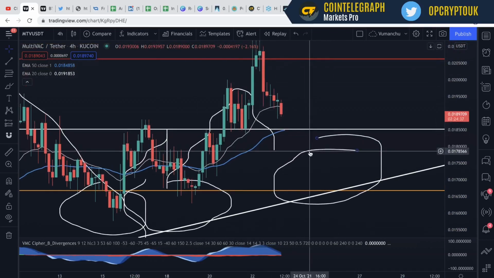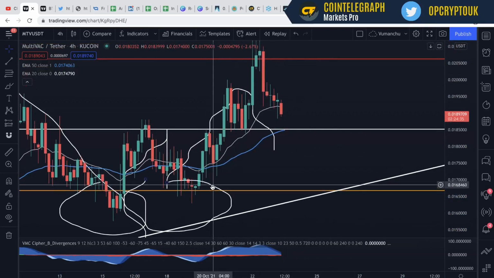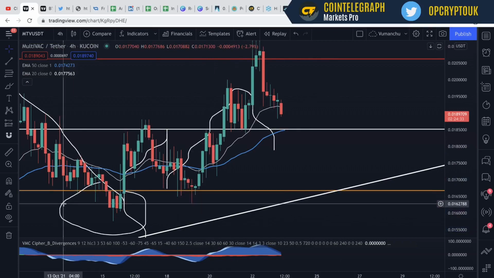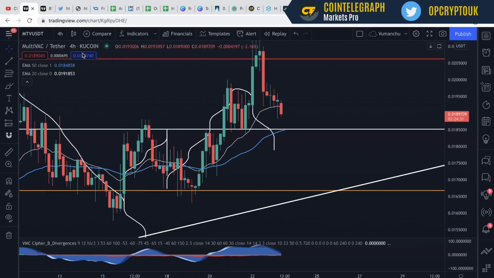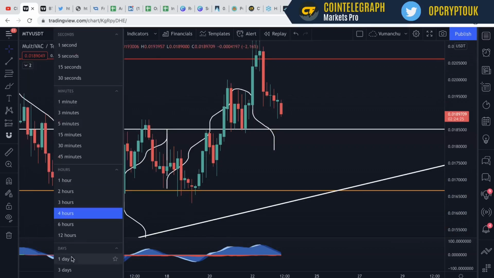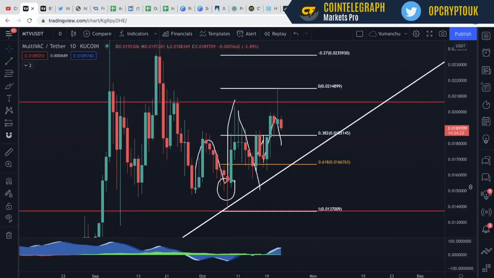Them lines, circles are absolutely horrific. Let's get rid of them. But yeah, that's the areas I would consider buying. So let's get rid of all the noise and we'll drop into the daily time frame and have a look at a couple of key levels where we could potentially take some profit, because profit is king.